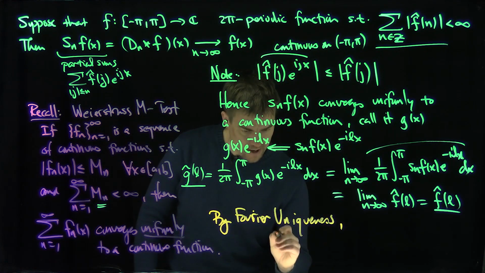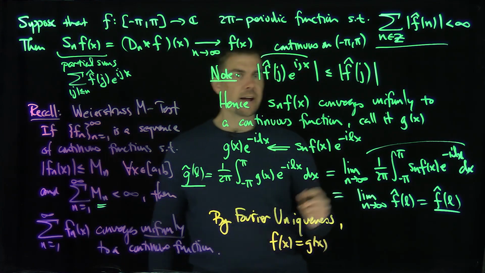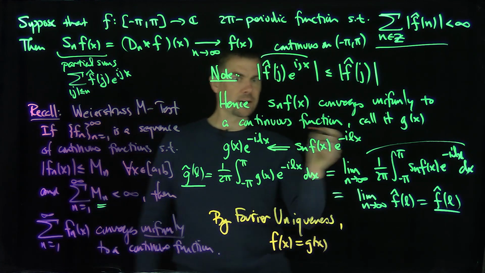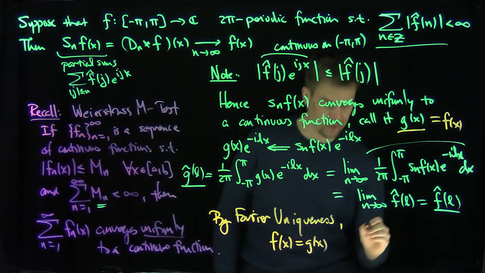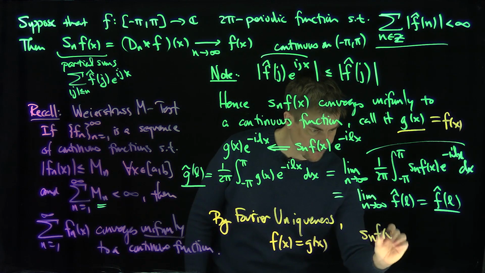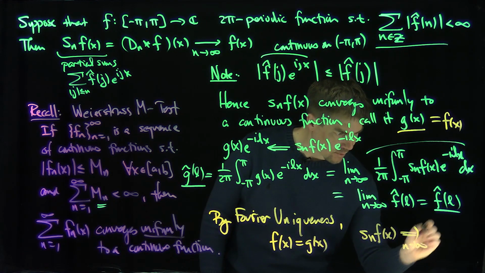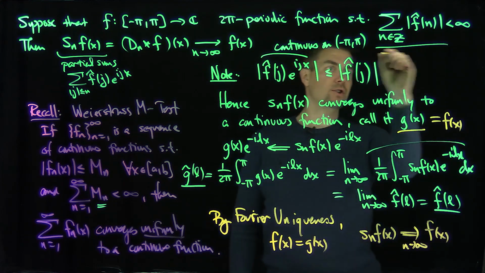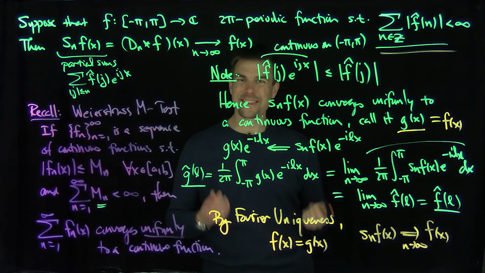So by Fourier uniqueness, f of x is equal to g of x, and the partial sums of my Fourier series, which converge to this function g of x, actually converge to the function f of x. So we have that S_n of x converges uniformly as n goes to infinity to f of x, under this condition that the sum of the absolute values of the Fourier coefficients is less than infinity. Thank you very much.